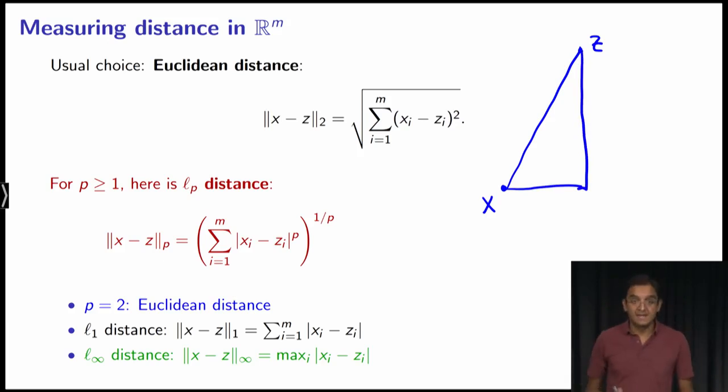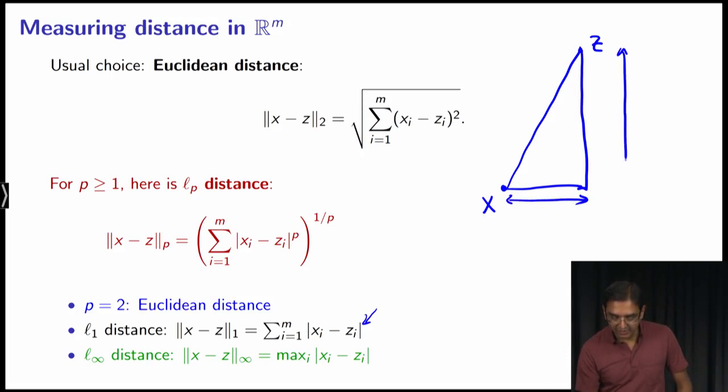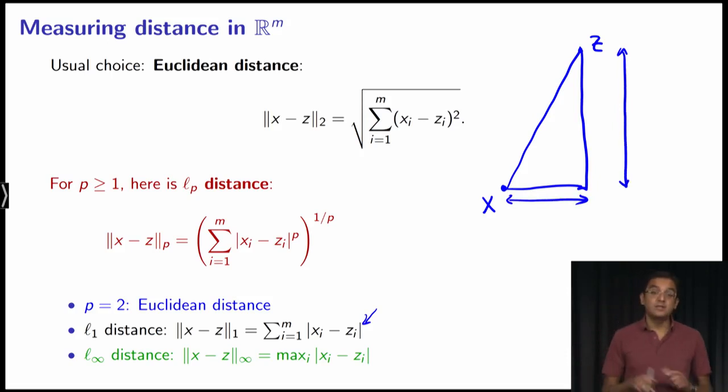Okay, so mathematically, what we do is that we look at the difference along each coordinate and we simply add up those differences. So this is the difference along the first coordinate, this is the difference along the second coordinate, and we add those two up and that's L1 distance. Okay, a very important distance function.